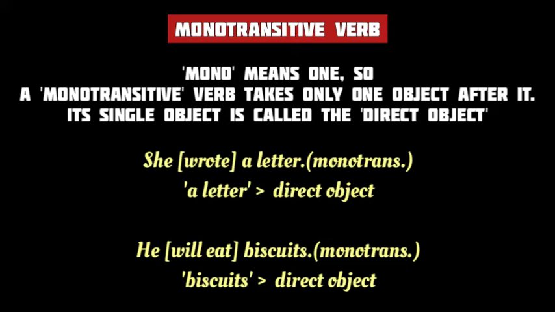And the single object of a monotransitive verb is known as its direct object. For example, in the sentence, she wrote a letter, the verb wrote has only one object to it, a letter, so it's a monotransitive verb. And a letter is the direct object of the monotransitive verb wrote. Similarly, in the next example, it is a monotransitive verb because it has only one object, biscuits. So in this sentence, it is a monotransitive verb and biscuits is the direct object.